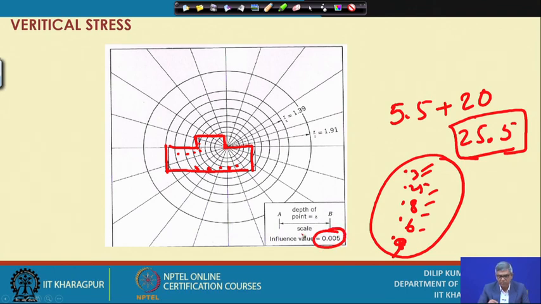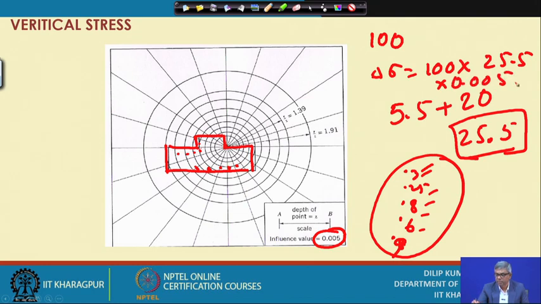You can see, since it is a 200 division, it is 0.005. So, if I know the pressure applied on this foundation, suppose q is 100, then you can find out your delta sigma will be 100 into 25.5 multiplied by 0.005. Whatever calculation comes is the value at this point, at 5 meter depth.